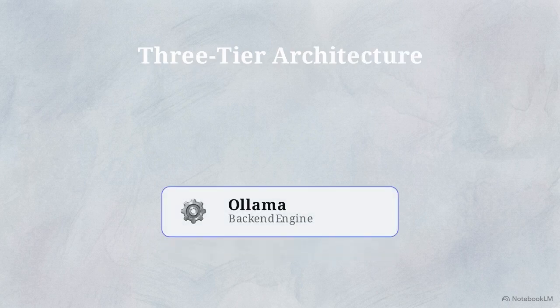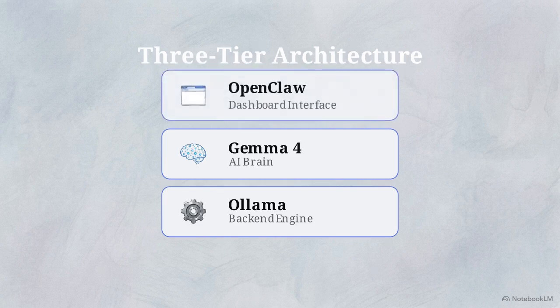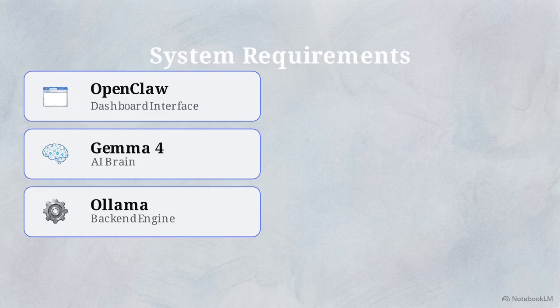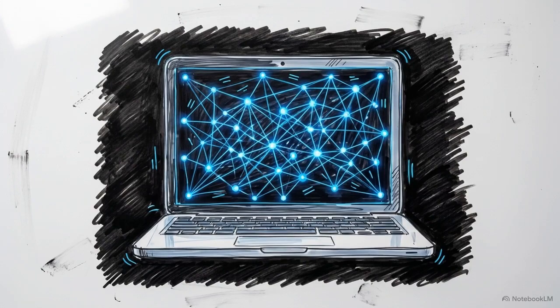First, Ollama acts as the backend engine. Second, Google's Gemma 4 serves as the AI brain. Finally, OpenClaw provides the dashboard interface. Before starting, check your system. You need 16 gigabytes of RAM, Node.js, and an internet connection. This architecture hosts an intelligence node directly on your laptop, running entirely without cloud oversight.